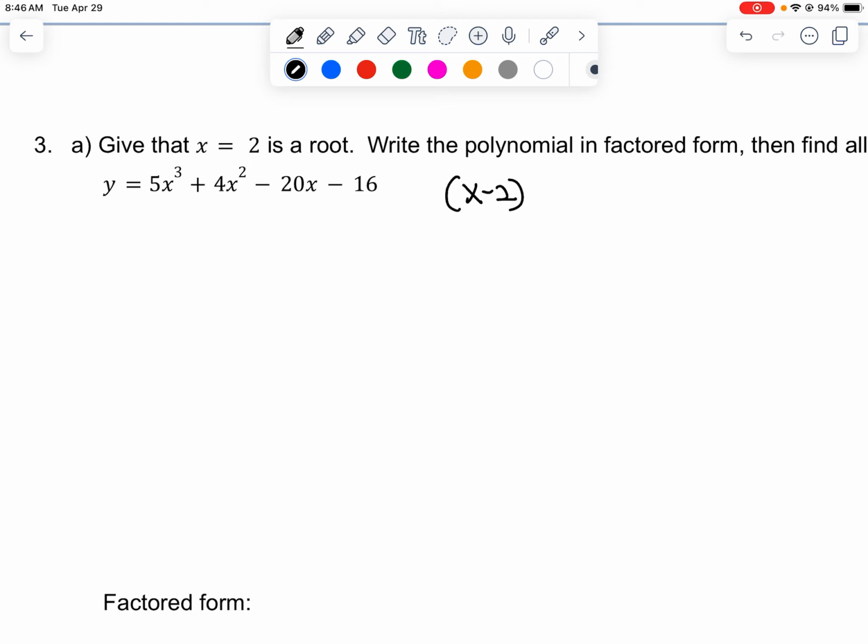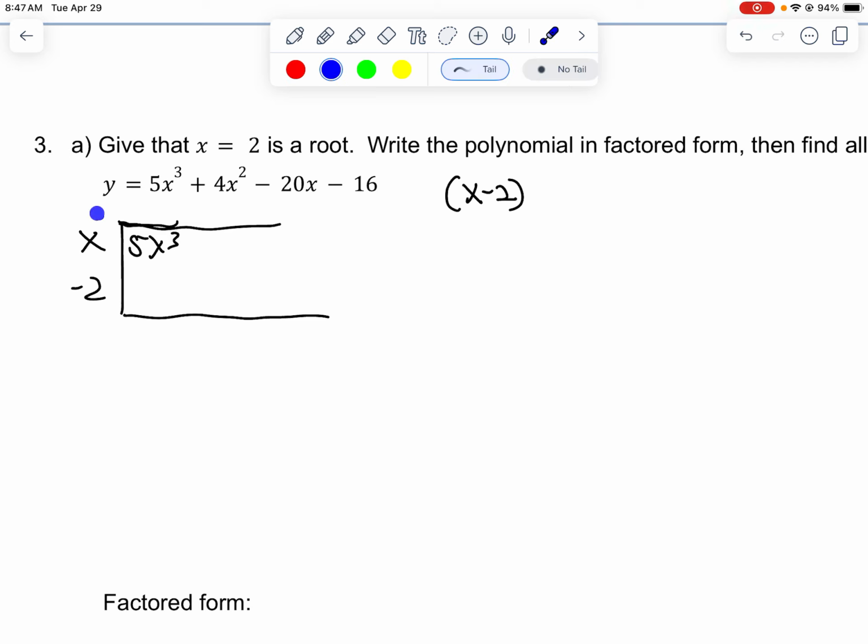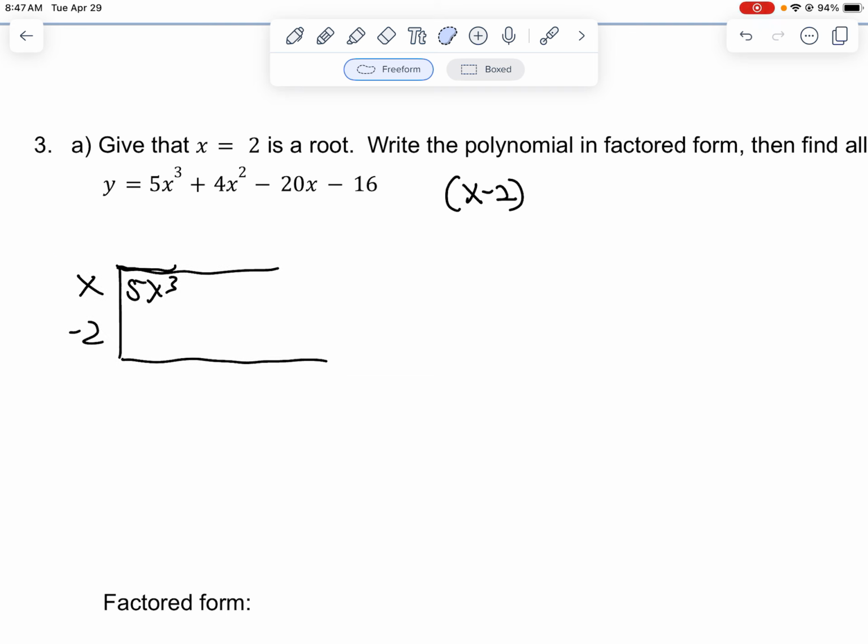And we do it the same way we've been doing it. We put the x minus 2 down the side, and we put the first term of what we're dividing into, 5x cubed, there. And then we start working our way through this. So x times what gives us 5x cubed? I'm going to scooch this down so I have a little more space. There we go. So x times 5x squared does give us 5x cubed. And then when you multiply it by negative 2, because remember, x times 5x squared has to be that, negative 2 times 5x squared is negative 10x squared.